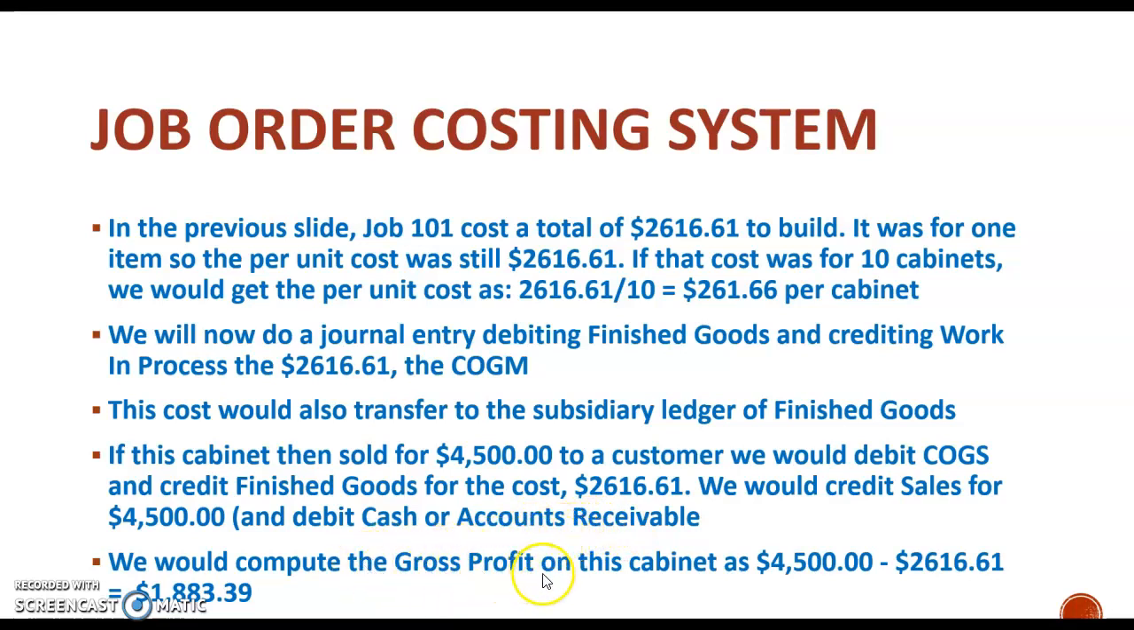To compute the gross profit on the cabinet, we would take the sales price of the cabinet minus what it cost us, and that's the gross profit that we made on this cabinet of $1,883.39.